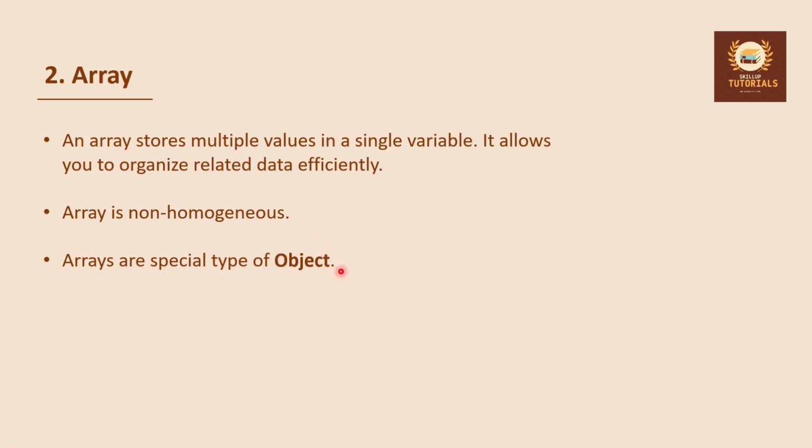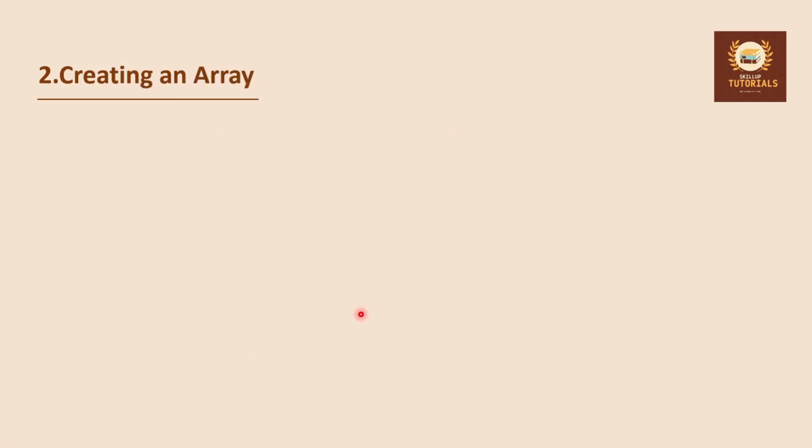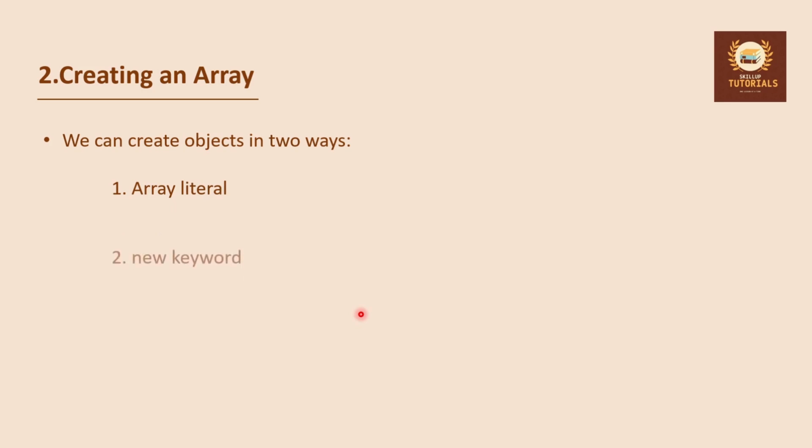In my last video, I explained about object and I will add this in the top right corner of the video. You can check there. And arrays are enclosed in square brackets. And how to create an array? To create an array, we have two types. The first one is array literal, and the second one is by using the new keyword. Now let us go to the execution to understand it more.